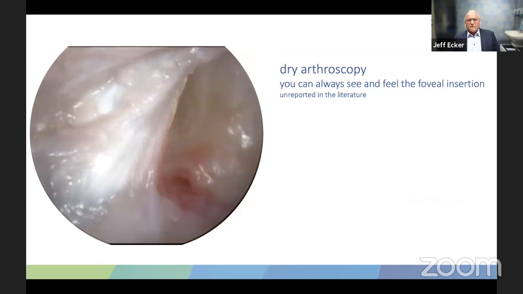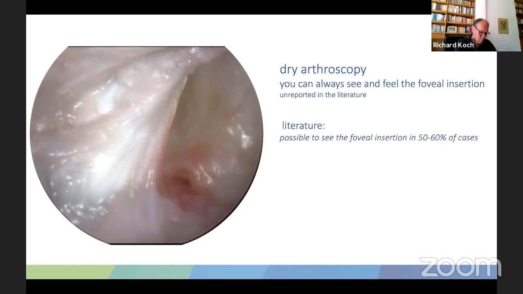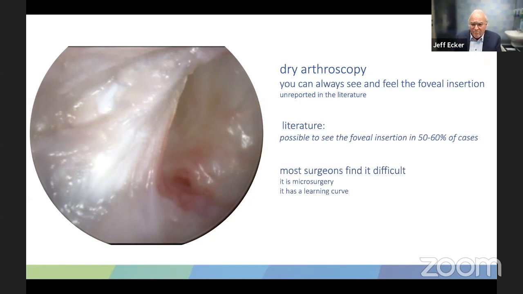So with dry arthroscopy, you can always see and feel the triangular fibrocartilage. You can always see the foveal insertion, but this isn't reported in the literature. The literature states that you can see it in 50 to 60% of cases.